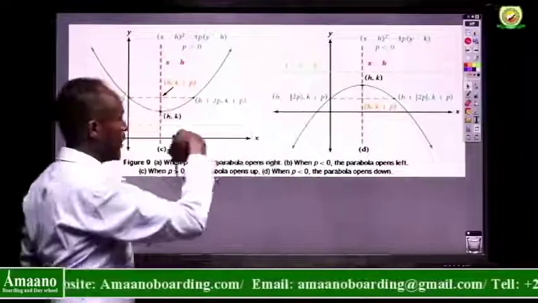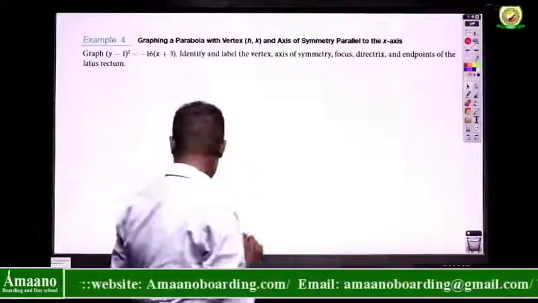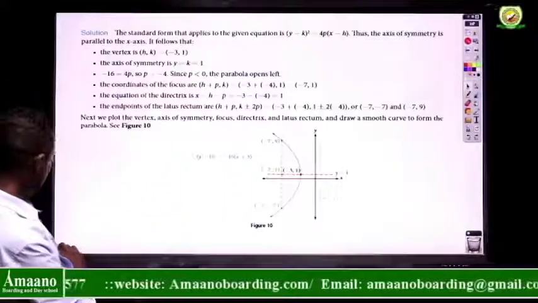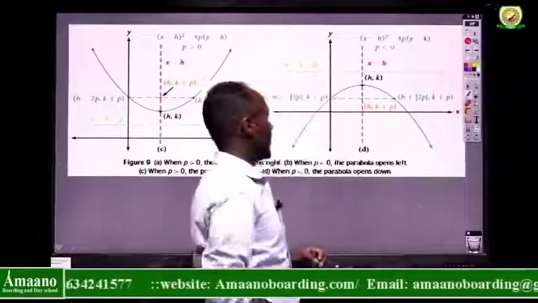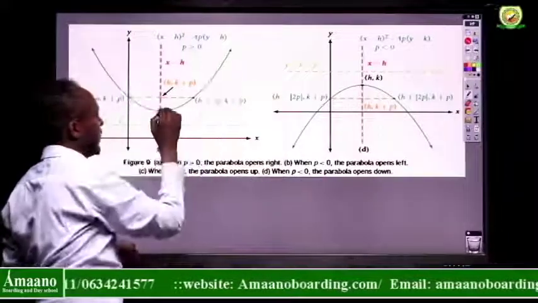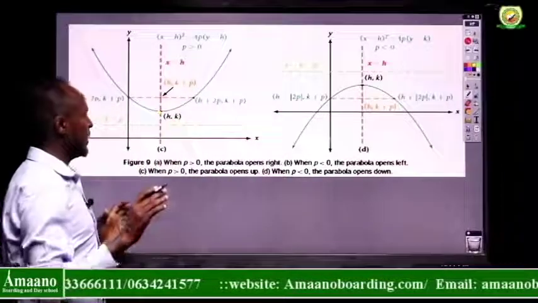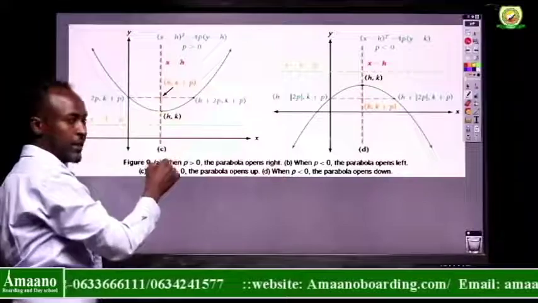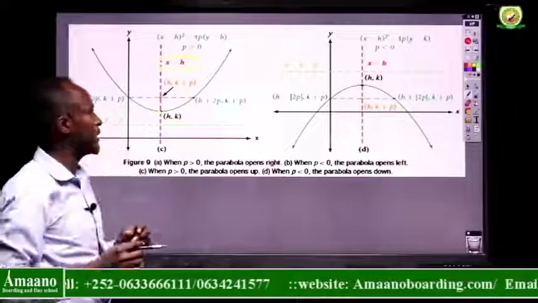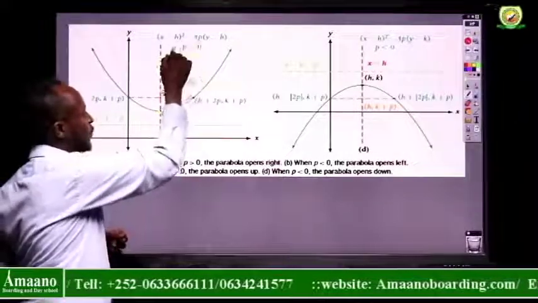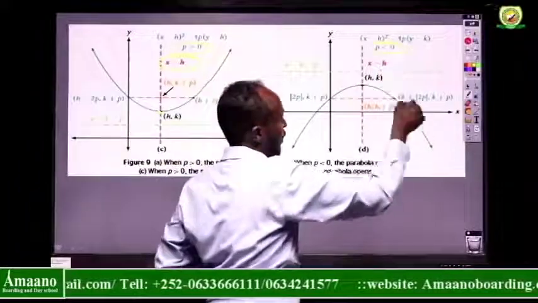Here we have the vertical parabolas. For this parabola, it concaves up, and the vertex is not the origin. It is different from the origin. It has h and k. It has a vertical axis of symmetry. If the axis of symmetry is vertical, then the equation is x equals a number. If the value of p is positive, it concaves up. If the value of p is a negative number, it concaves down.